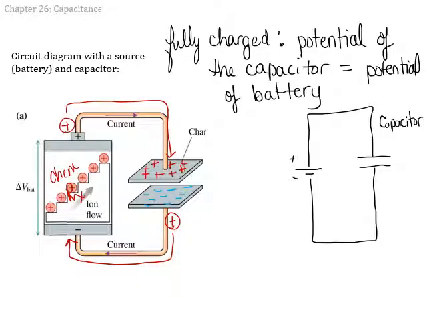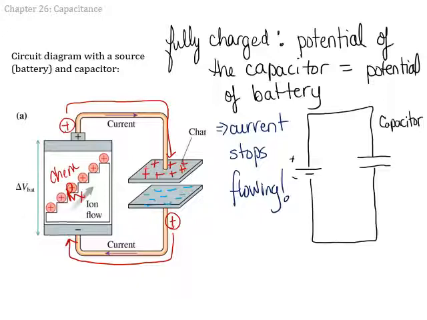And then the other kind of neat thing that happens is once the capacitor gets charged to that full potential, the current stops flowing because it's fully charged. So no more charge is moving around anymore. So that's an interesting difference between capacitors and resistors.